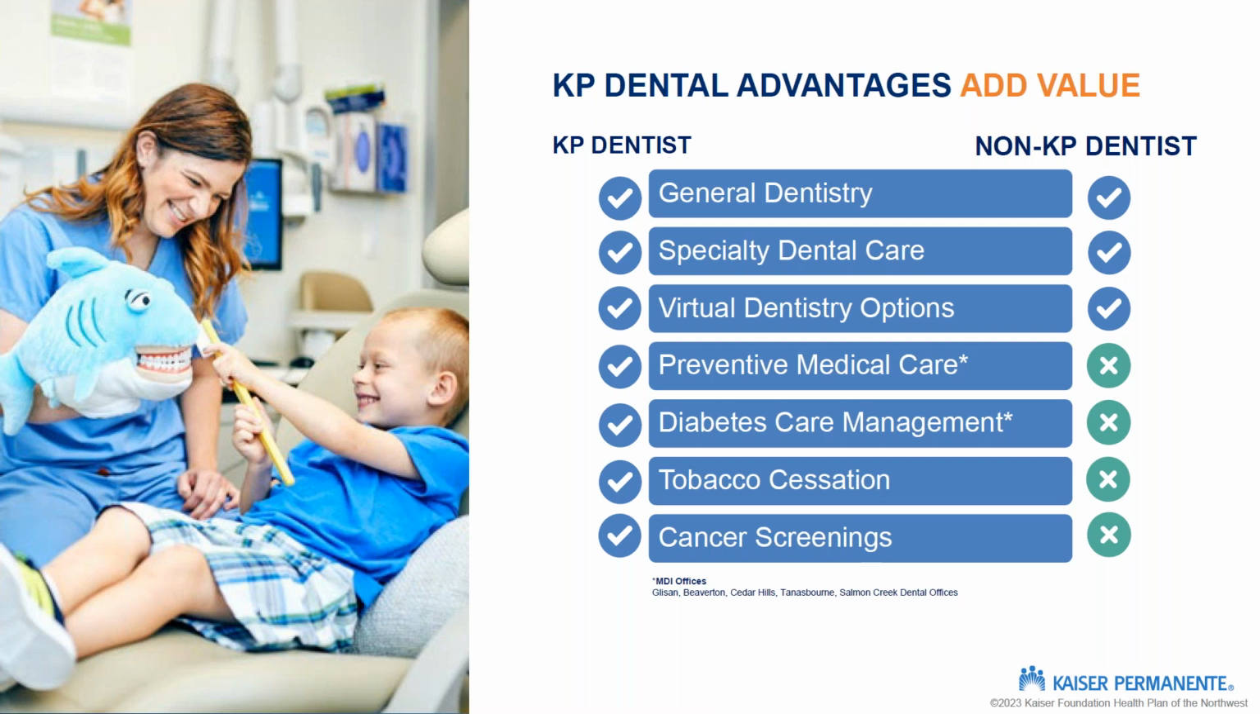So here we can see how our dental plan adds value. We combine KP medical and dental, and that lets our members experience our unique approach to care that is coordinated. It allows our teams to work together and focus on not just members' oral health, but also their total health. Our dental care team can support members beyond their oral health needs, such as addressing preventive medical care, diabetes care management, tobacco cessation, and cancer screenings. This level of integration is built in and included in our dental plans at no additional cost. Next slide.